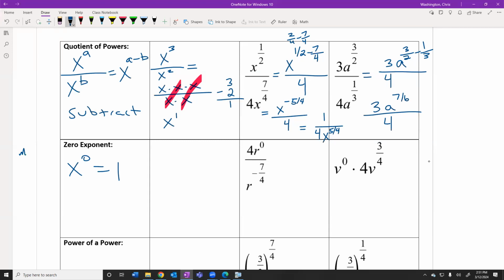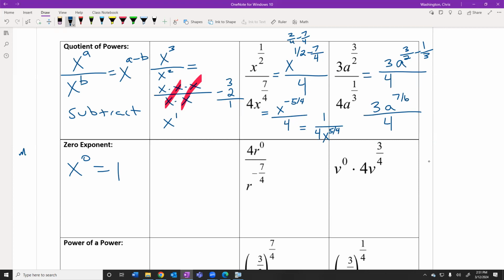It was already positive, so we don't change it, because if we were to take that a to the 7 over 6 and put it in the denominator, that exponent would then become a negative exponent.